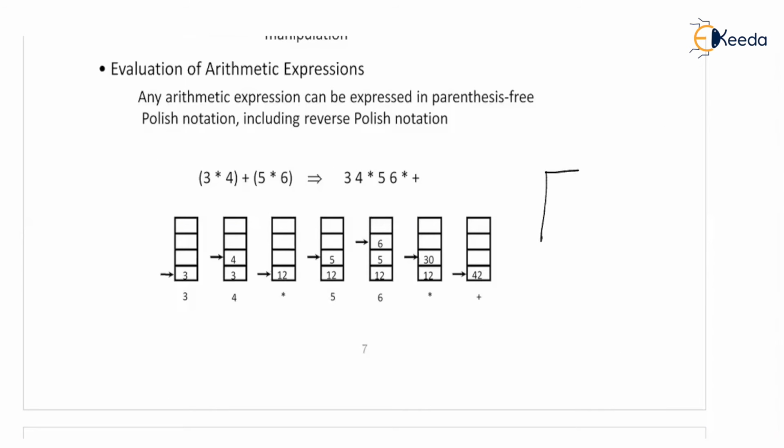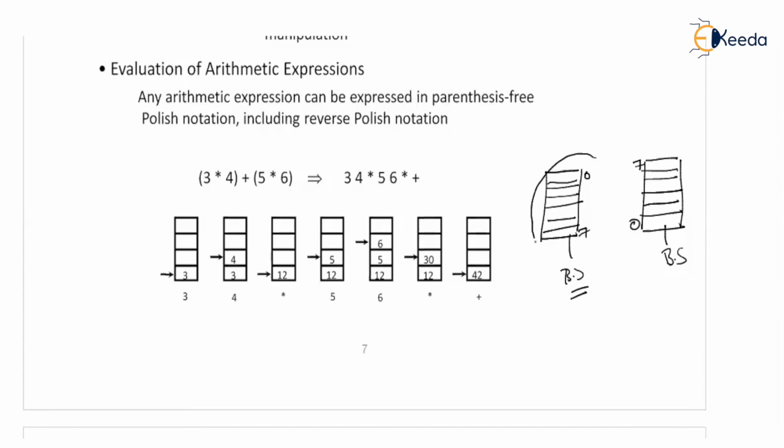This is one stack. Let us say this is another stack. This stack is arranged from 0 to 7. This stack is arranged from 7 to 0. This is the base of the stack in this one, and this is the base of the stack in this one. Now tell me, in this stack, how is the push operation going to be performed? In one, the push operation is performed by decrementing the stack pointer. In the other, the push operation is performed by incrementing the stack pointer.